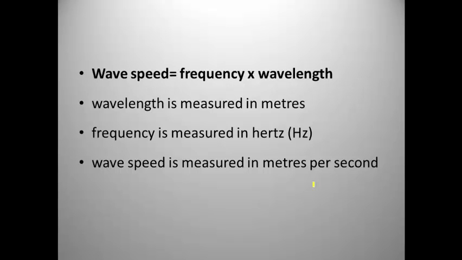Now wave speed. Wave speed is really easy, guys. It's just frequency multiplied by wavelength. The only place they're going to trip you up with this in the foundation tier, because you don't have to rearrange the equation, is that they may change the units. They might give you the frequency in megahertz, or they might not give you the wavelength in meters. So just bear that in mind.